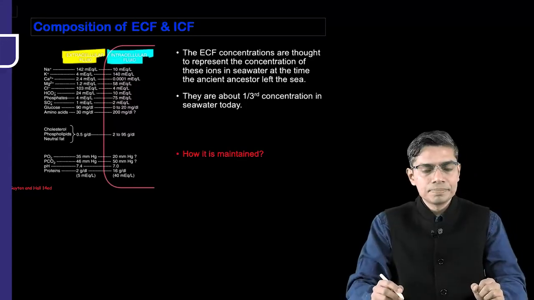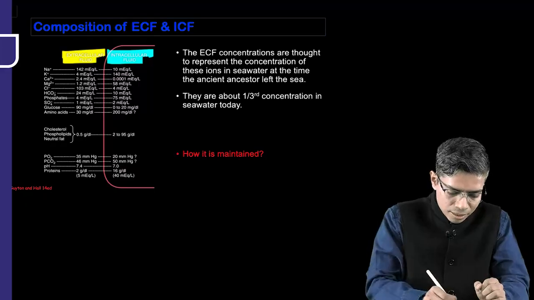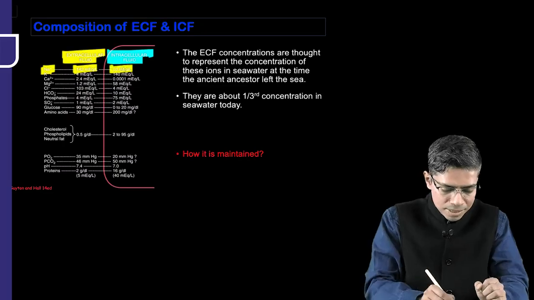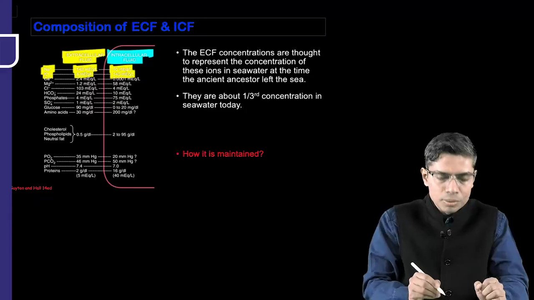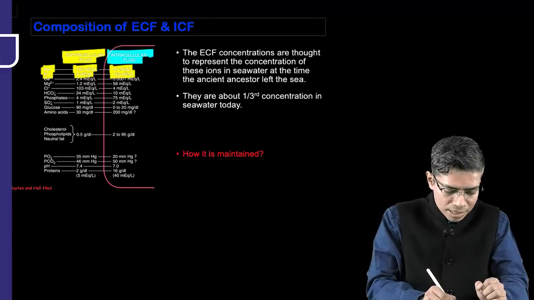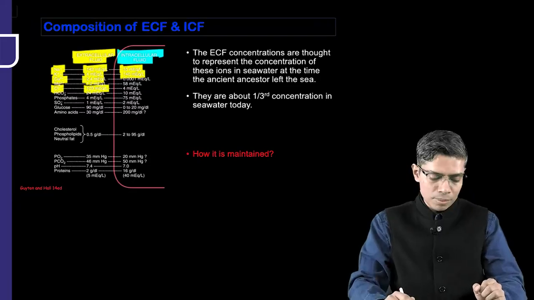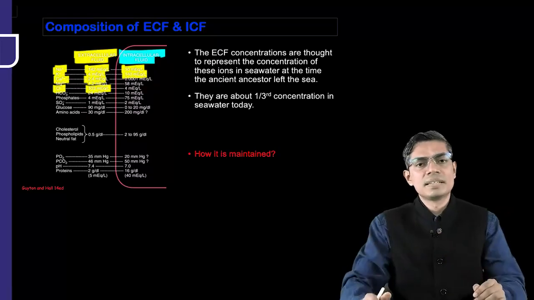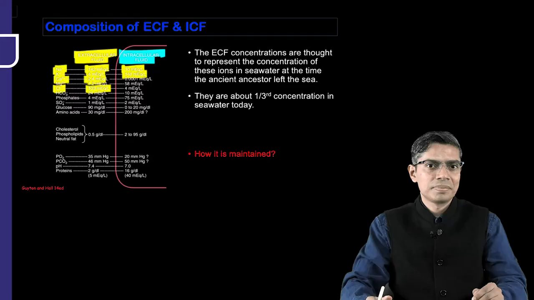This is taken from Guyton. As you can find here, sodium is high in the ECF and low in the ICF. Similarly, potassium is very high in the ICF and low in the ECF. Chloride is also very high in the ECF. Calcium is also very high in the ECF. So now my question is why the ECF composition is significantly different from the ICF composition.